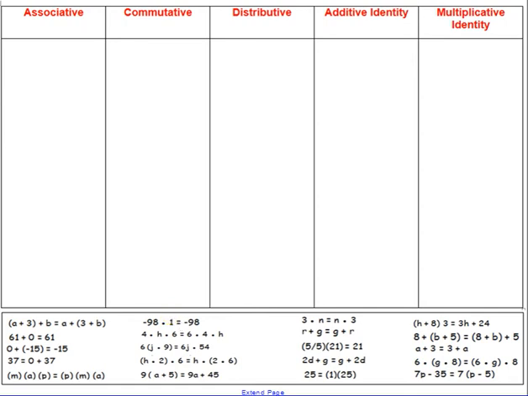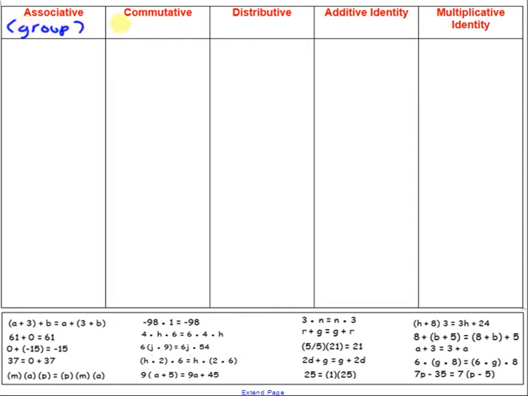So all we're going to do is we're going to take each one of these different examples and place them in the correct property category. So is it, and I'm going to even write us a note here, is it associative? That's going to be with our grouping parentheses.